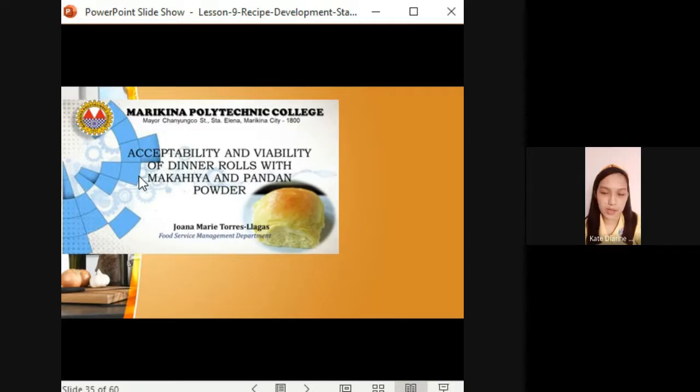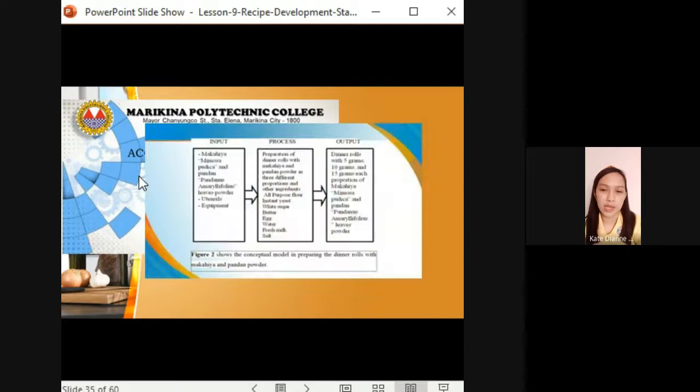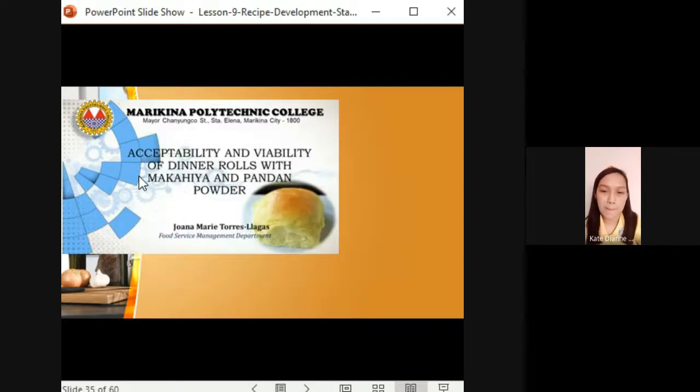Okay, thank you, sir. So, yan yung ginawa ni ma'am sa thesis. Dinner roll with makahiya and pandan powder.